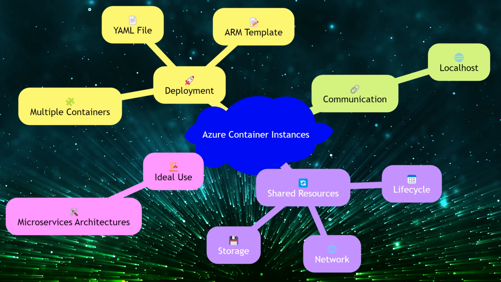Azure Container Instances support deploying multiple containers within a single container group. This is useful for applications that require multiple components to run together. To deploy a multi-container group, you can use an ARM template or YAML file to define the configuration. Each container in the group can communicate with others via localhost, and they share the same lifecycle, network, and storage resources. This setup is ideal for microservices architectures.